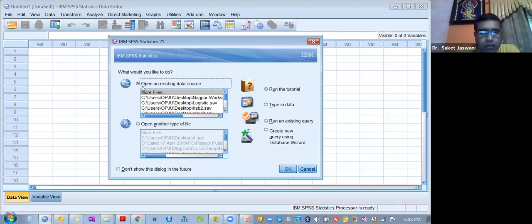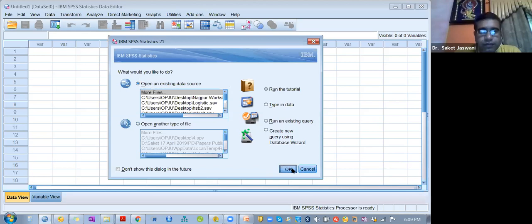Okay, so you can see the first option is open an existing data source. If you are working on some file, it asks you to open an existing data source, and you can also click on open another type of file, any file saved in another version. SPSS generally saves in .sav format, unlike Word or Excel formats. The name of the SPSS file type is .sav. By default it is checked on open an existing data source.